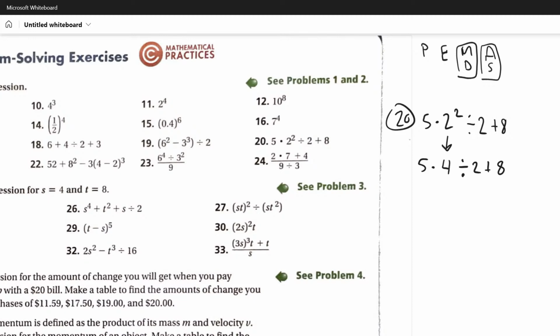Neither comes first; you do that from left to right when you have something like that. So 5 times 4, that's 20. And then I like to write everything down again. And 20 divided by 2, that is 10. And 10 plus 8, well, that is 18.